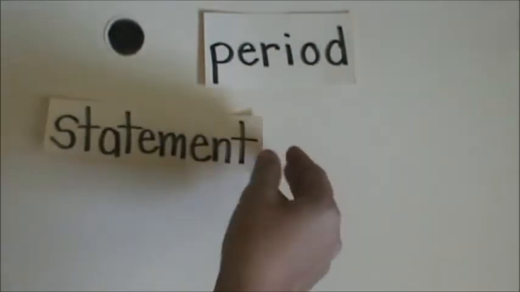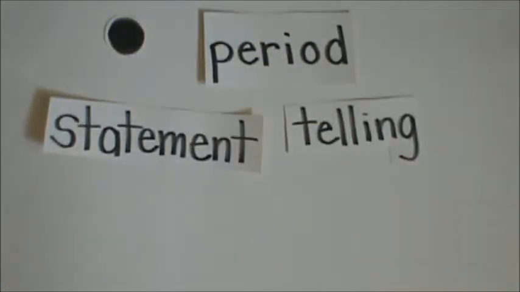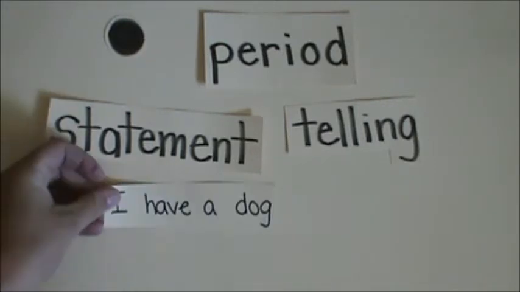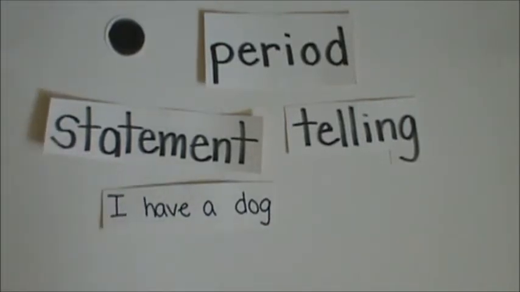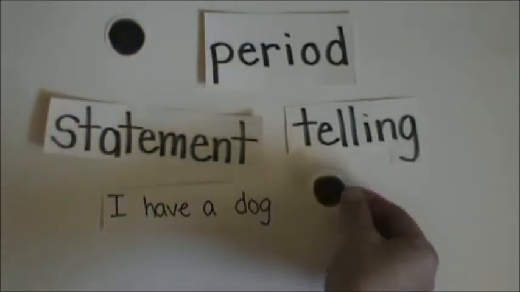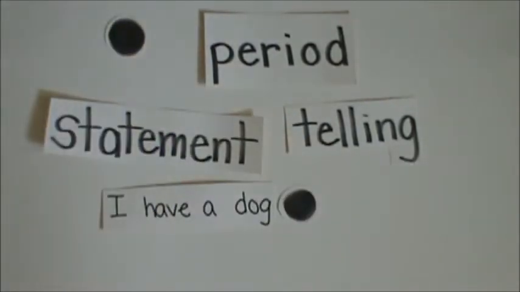The period is used at the end of sentences that are statements. A statement is when we are telling about something we know about. For example, in my sentence, I have a dog. I'm stating or telling you that I have a dog. So I would use a period at the end of that sentence. Periods are the end marks we use at the end of statements.